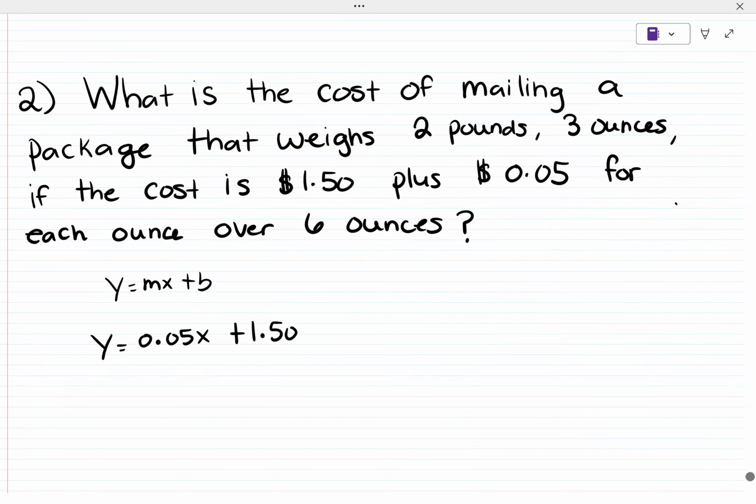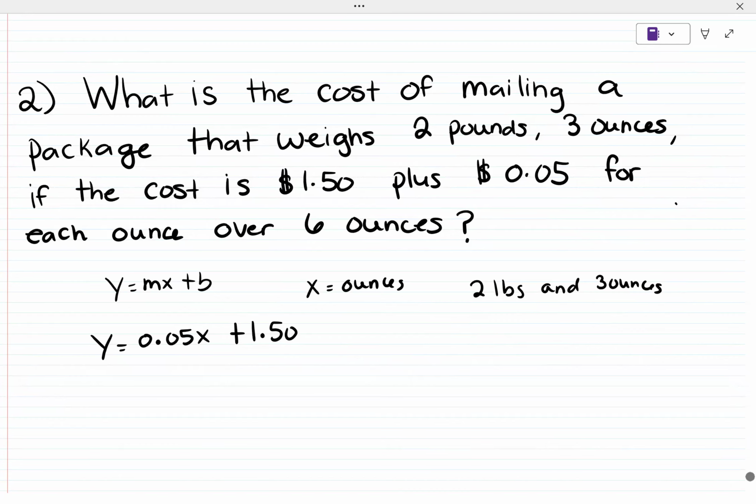Okay. Now, what do we put for X? So we have a box that weighs 2 pounds and 3 ounces. Now, if you recall, our X should be all in ounces, because it says for each ounce over 6 ounces. So imagine you have this box that weighs 2 pounds and 3 ounces. We want to know the cost after 6 ounces. So let's convert this 2 pounds and 3 ounces all into ounces.